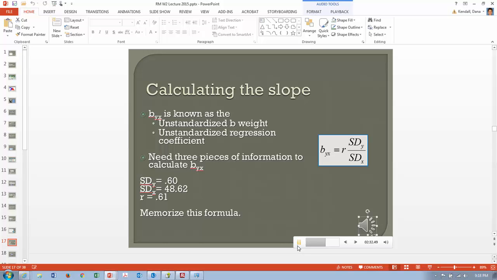Okay, so we have our three pieces of information. We have our correlation, which is 0.6, remember, for the GPA and GRE. Then we have the standard deviation of GPA, which is 0.6, kind of narrow, but that's pretty common for GPA since the range is so small. And then we have the standard deviation of the GRE, which is 48.62. You can just go into SPSS and get those and check the work. Make sure this is all correct.